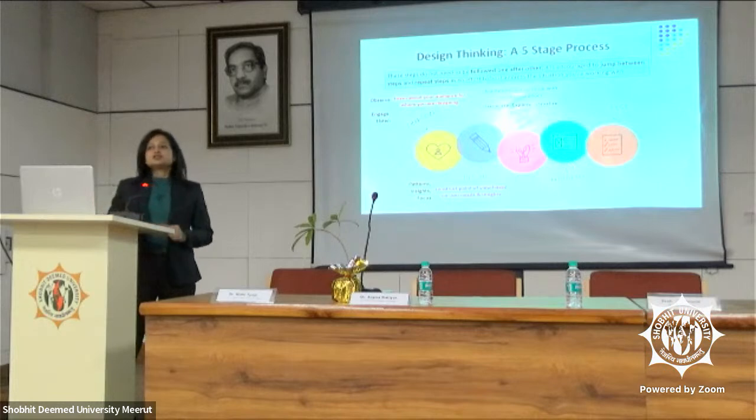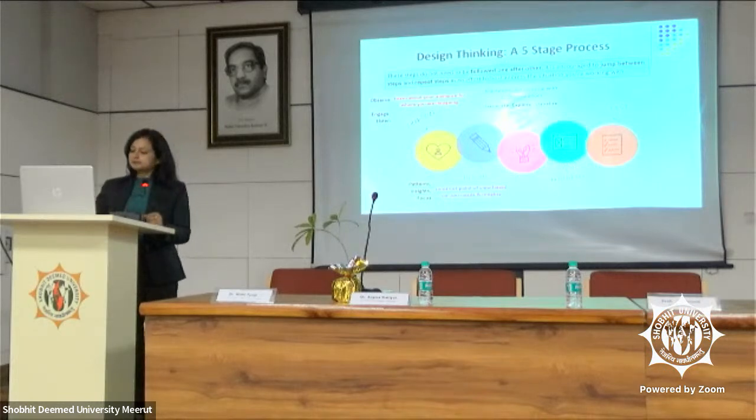After the ideate stage, there is the prototype. Prototype means once you have formulated your problem and ideated something, that it could be done in this manner or in this manner, then you can develop the prototype. Prototype means building a representation of your idea.